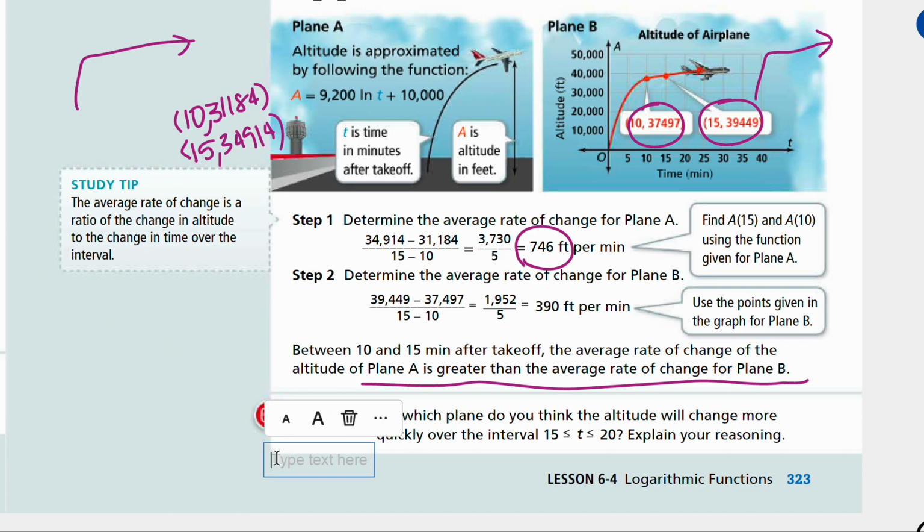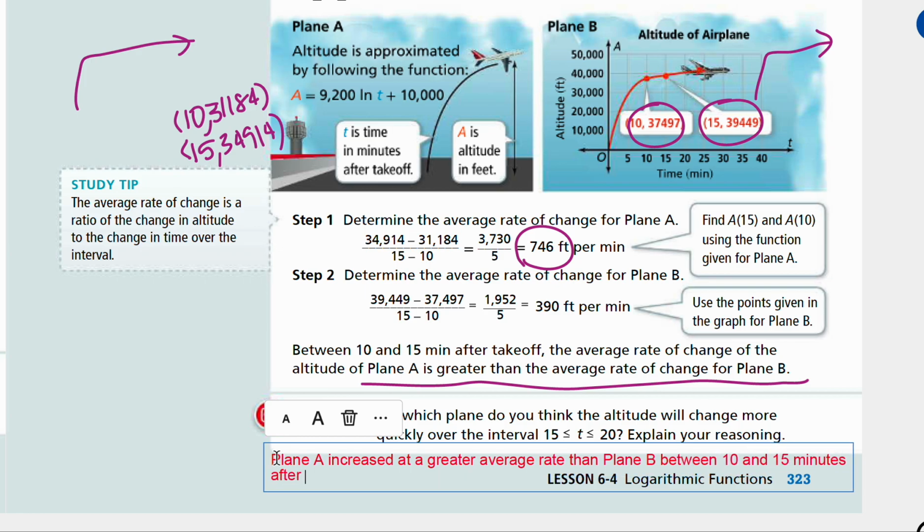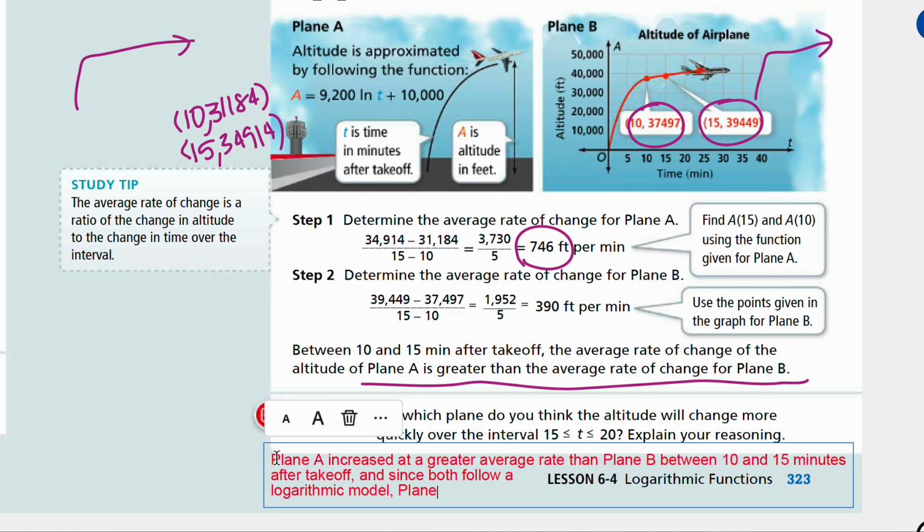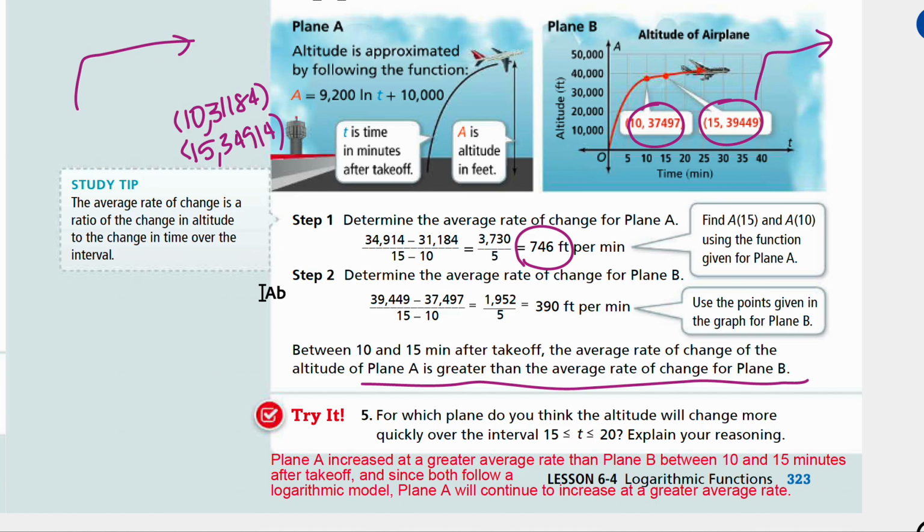So why don't we record that? Plane A increased at a greater average rate than plane B between 10 and 15 minutes after takeoff. And since both follow a logarithmic model, plane A will continue to increase at a greater average rate. Okay, good.